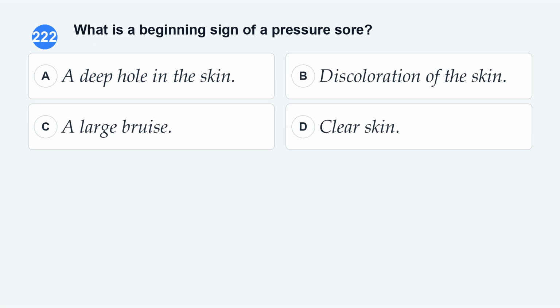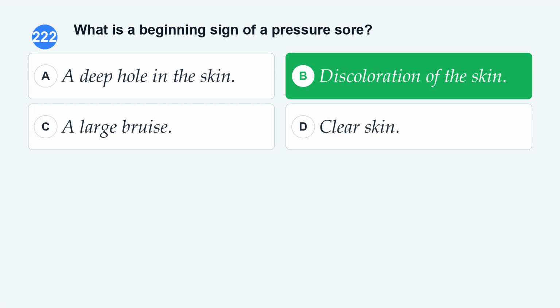Question 222. What is a beginning sign of a pressure sore? Option A, a deep hole in the skin. Option B, discoloration of the skin. Option C, a large bruise. Option D, clear skin.